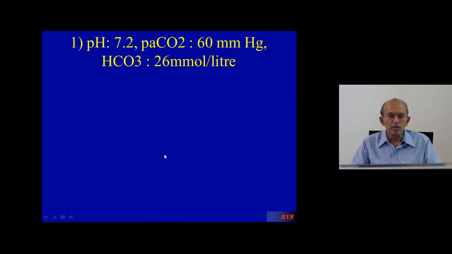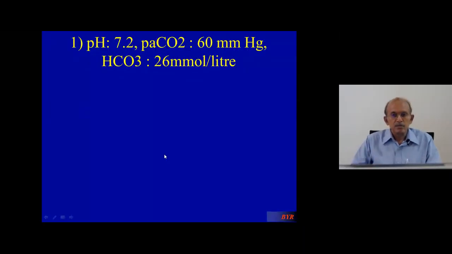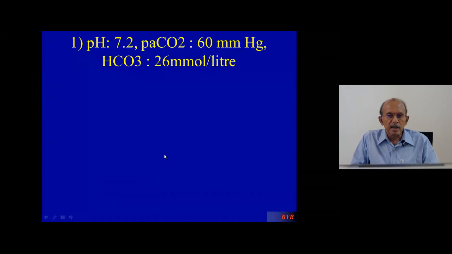If you have followed, answer my question. This is the example of a patient in the ICU. This is the ABG sample, that means arterial blood gas analysis report. pH is 7.2. PaCO2 is 60 millimeters of mercury pressure. Bicarbonate level is 26 milliequivalents per liter. Now you tell me the diagnosis.